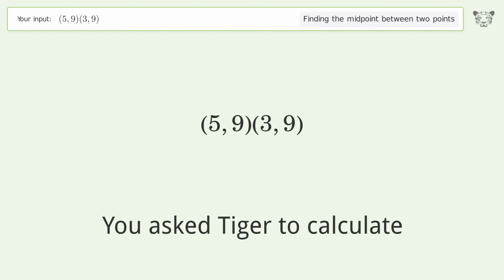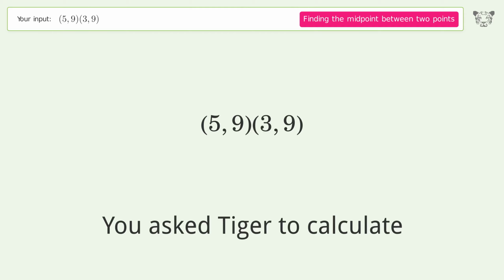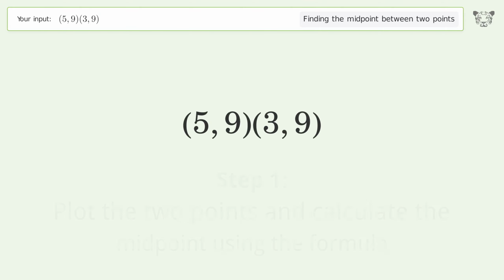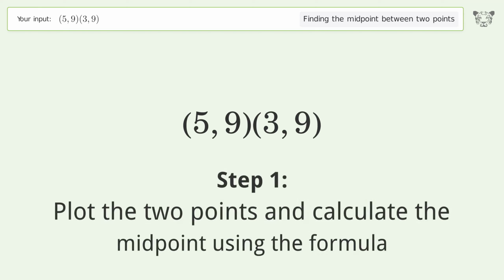You ask Tiger to calculate. This deals with finding the midpoint between 2 points. The midpoint between the 2 points is 4, 9. Let's solve it step by step. Plot the 2 points and calculate the midpoint using the formula.